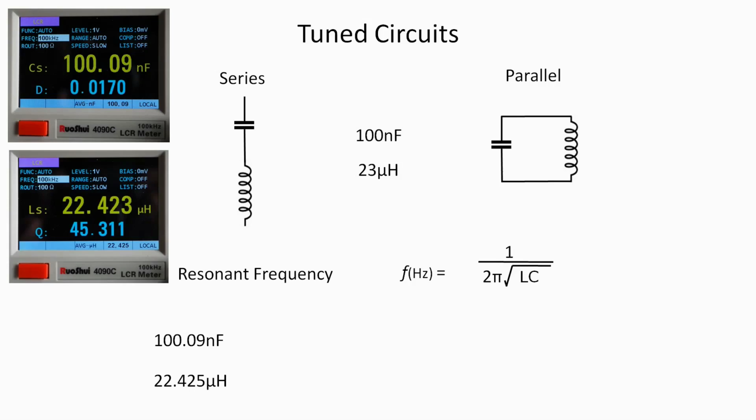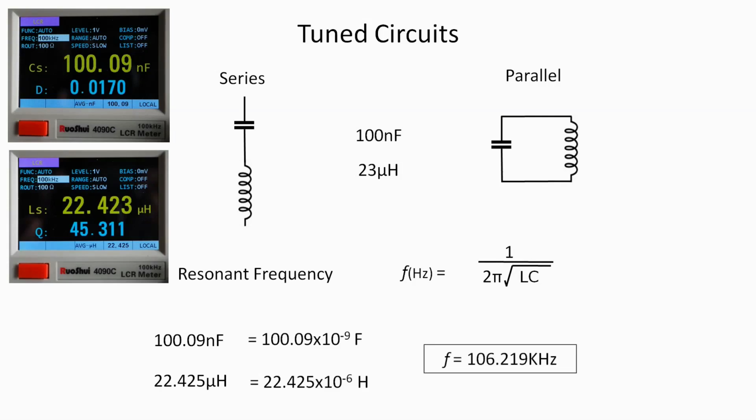So plugging those two numbers into the equation, first thing we need to do is convert them to farads and henries. So 100.909 times 10 to the minus 9 farads and 22.425 times 10 to the minus 6 henries gives us the numbers we need to put into the equation. And when we put those numbers into that equation, taking pi as 22 divided by 7, we get a frequency of 106.219 kilohertz as the expected resonant frequency. So let's go and have a look on the bench, starting first of all with a series tuned circuit.